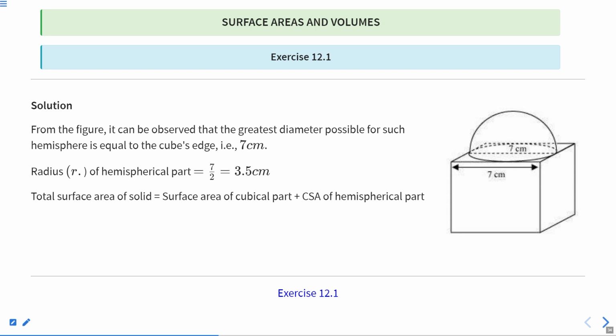Okay, and now the radius of the hemispherical part is equal to 7 by 2, which is equal to 3.5 centimeter. Okay, and now total surface area of the solid is equal to surface area of the cubical part plus curved surface area of the hemispherical part.